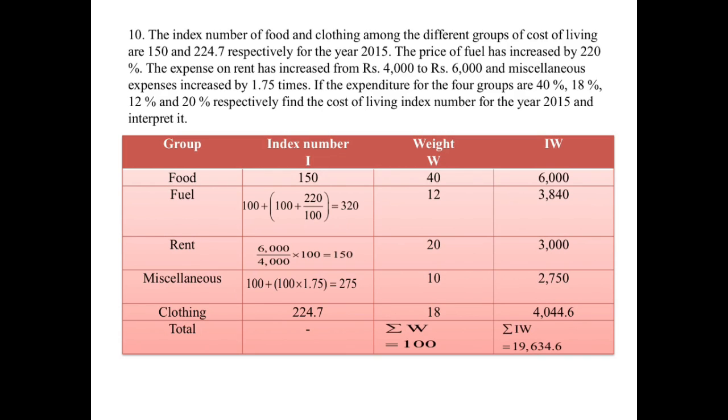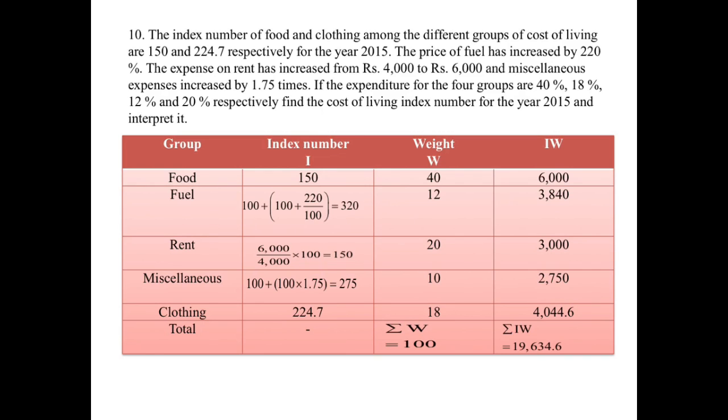Now wait, the expenditure for four groups are 40%, 18%, 12% and 20%. So 40% for food, 18% for clothes, 12% for fuel and 20% for rent. So out of total 100%, subtract 40, 12, 20 and 18. So remaining 10% is for miscellaneous.